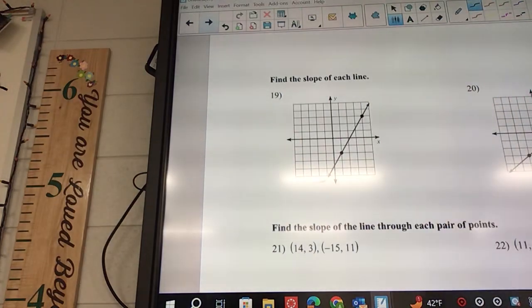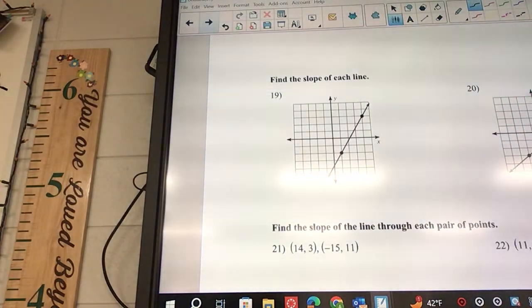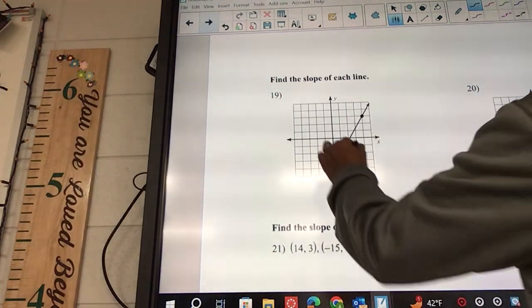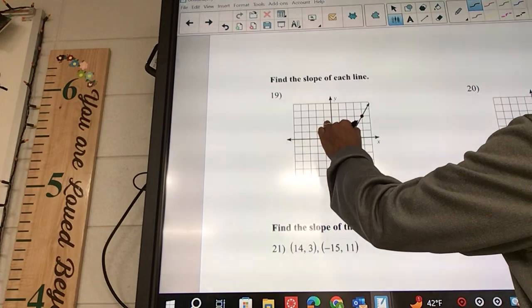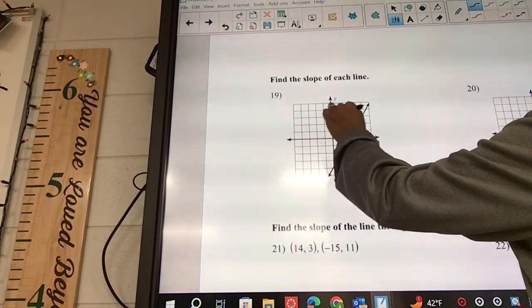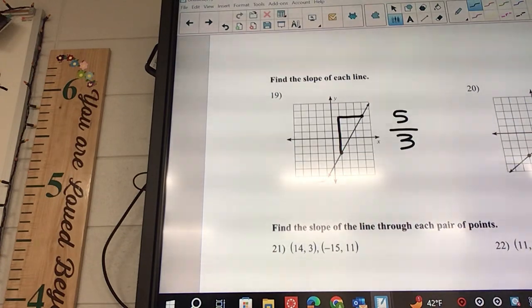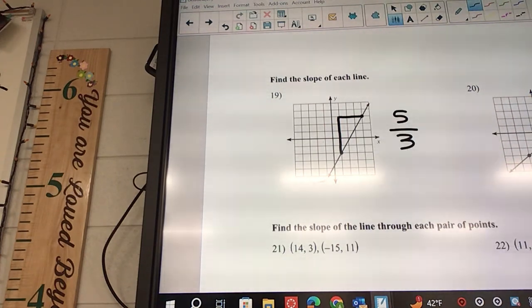Okay, find the slope of each line. Again, we count from the bottom one to the top one. How much do you rise? How much do you run? 5 and 3. 5 over 3. We always check to see if that fraction can be reduced. Is that a positive line or a negative line? Positive, so we're going to leave it at 5/3. If it was a negative line, you just add a negative on that 5/3.